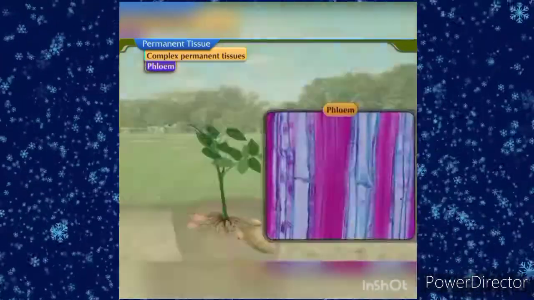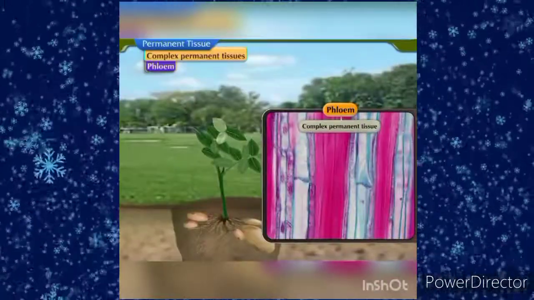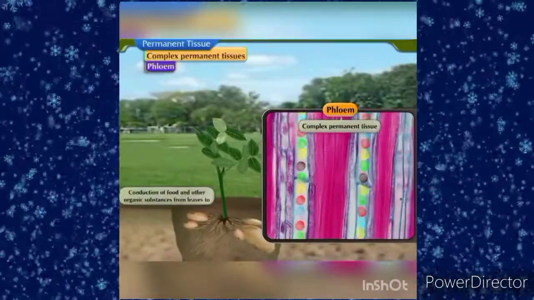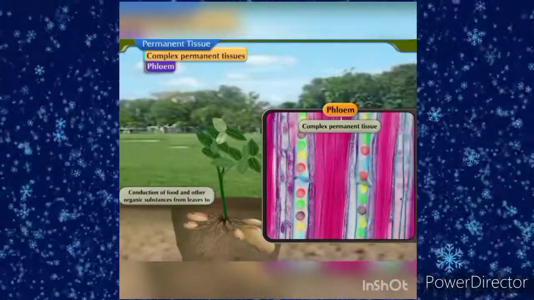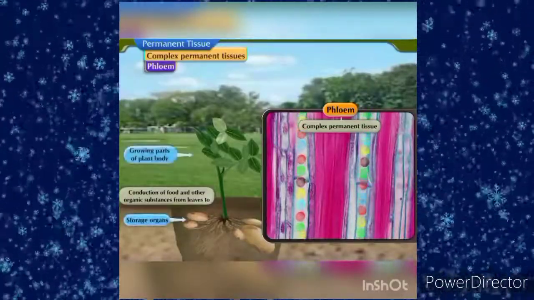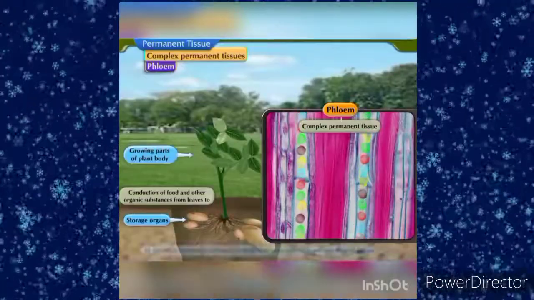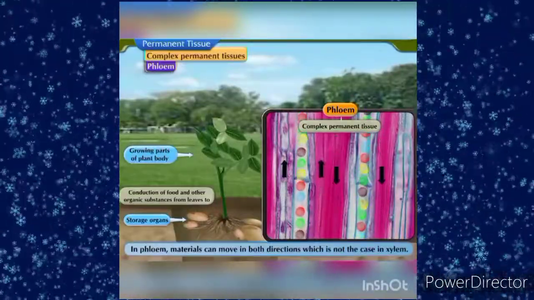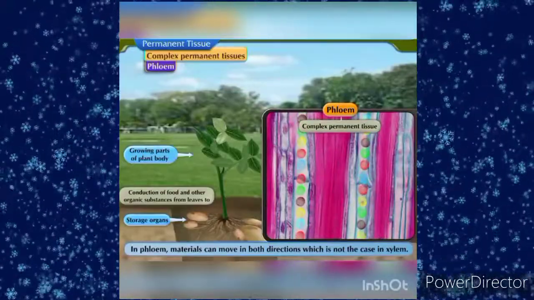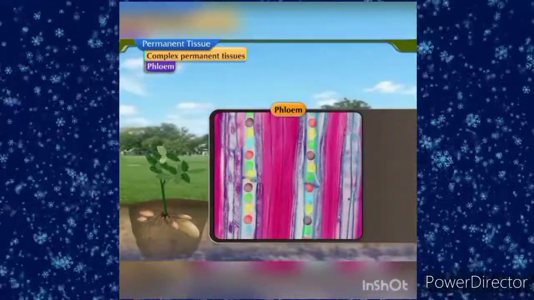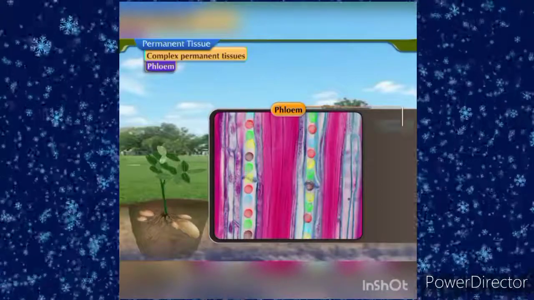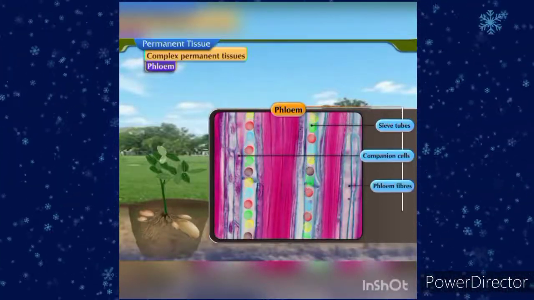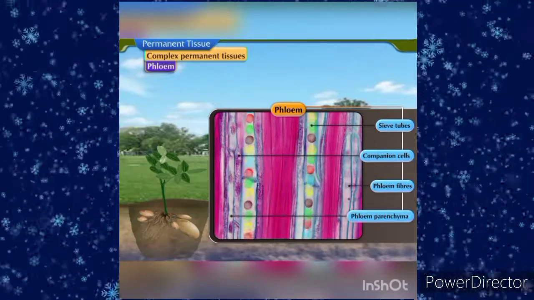Phloem. Phloem is a complex permanent tissue which is specialized for the conduction of food and other organic substances from leaves to storage organs and growing parts of plant body. In phloem, materials can move in both directions, which is not the case in xylem. Phloem consists of 4 types of cells, namely sieve tubes, companion cells, phloem fibers and phloem parenchyma.